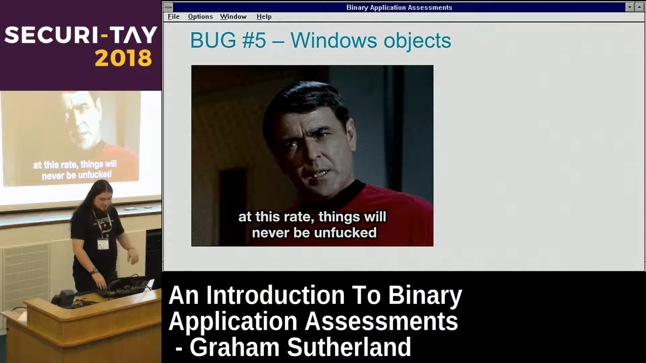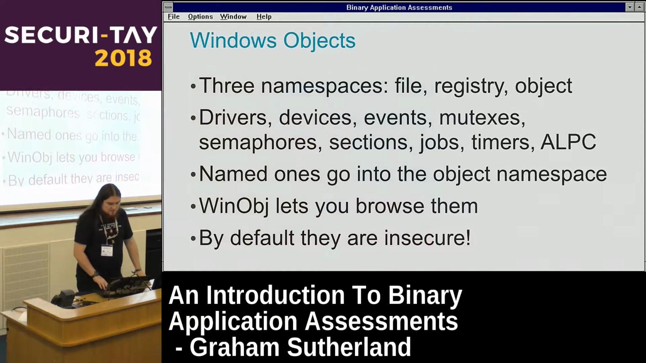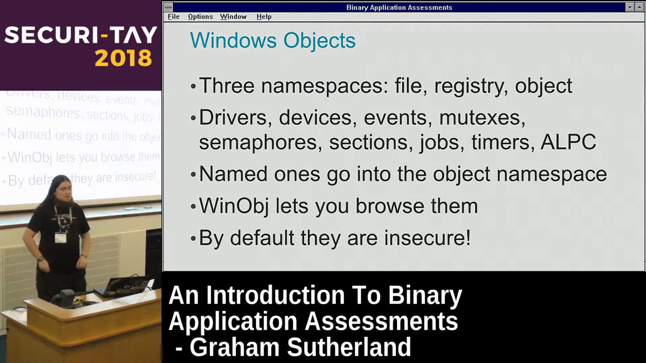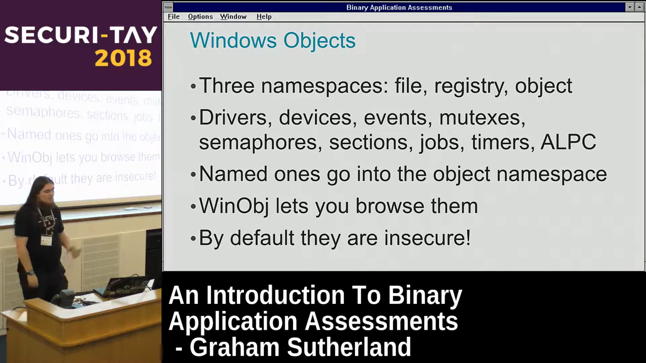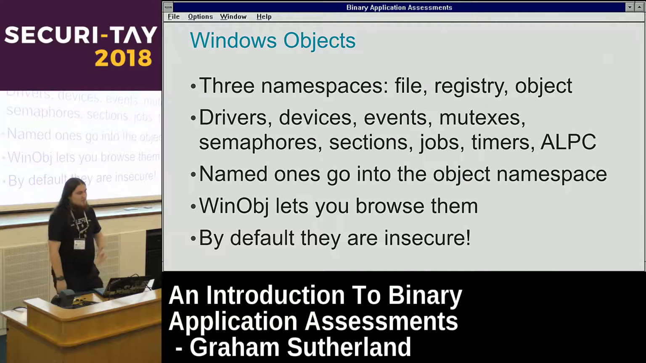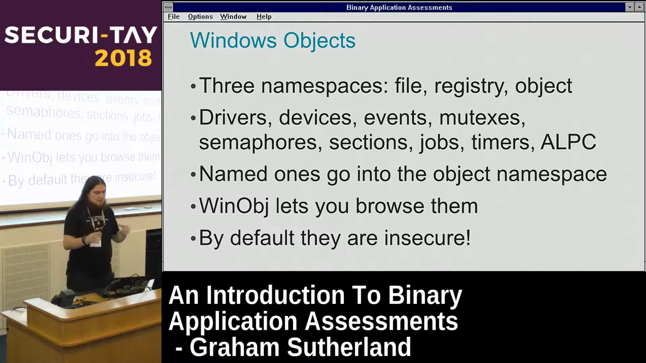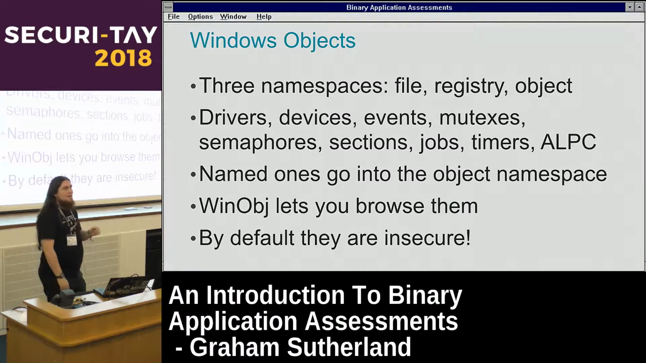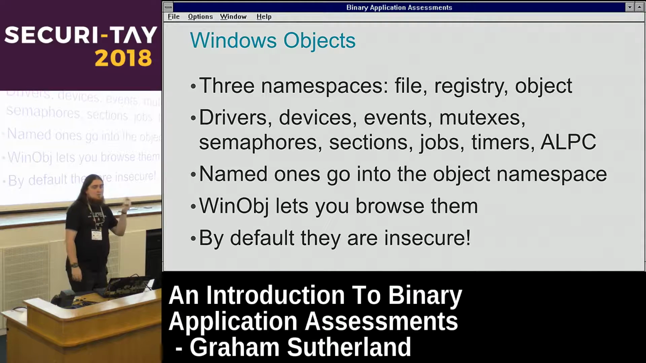Yeah, I did say I like Star Trek. So Windows objects. There are actually three namespaces in Windows: files, registry, and objects. I imagine a lot of you, as you were growing up, thought files were the only thing that existed and didn't know about the registry, and were like, oh, where is this config thing stored for this game that I'm playing? And then you realize that the registry exists, and you're like, oh, wow, this is this whole other thing. There's also another one called objects. So things like drivers, devices, events, mutexes, semaphores, and so on, all get put into this object namespace. Well, named ones do. Non-named ones, you can get a handle to them, but they don't exist in the namespace.